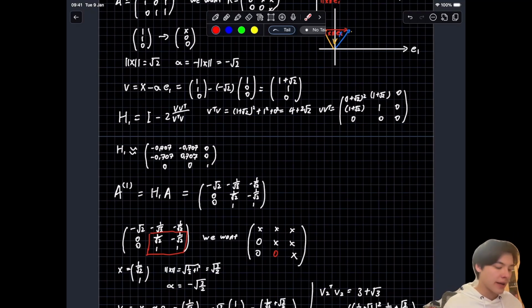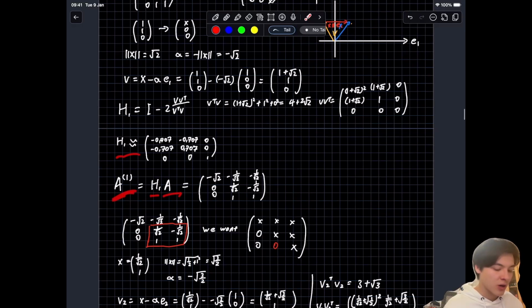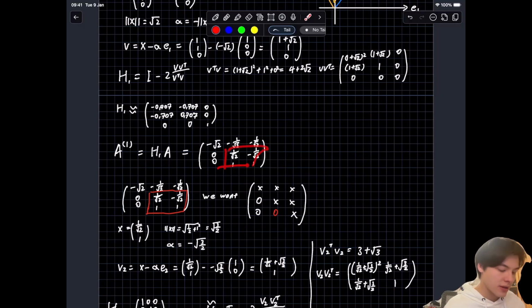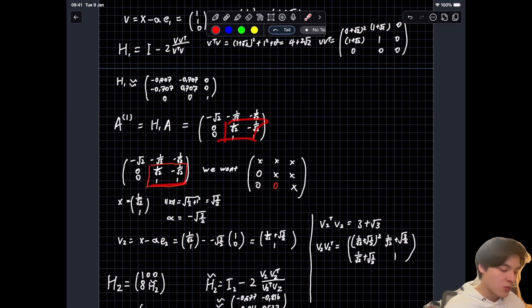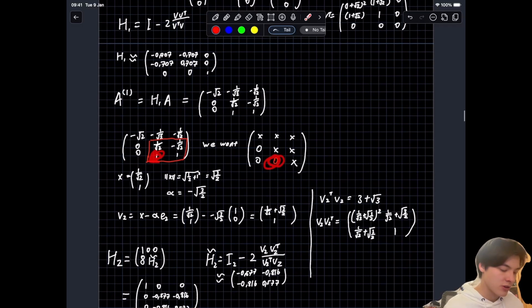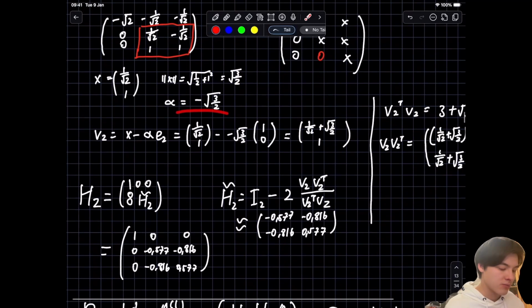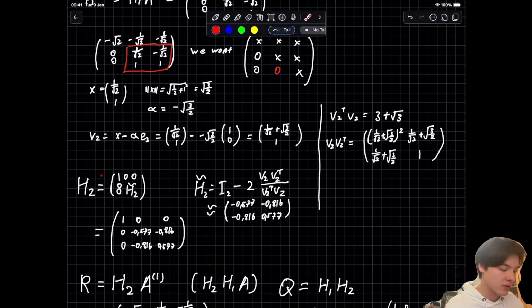And then we apply Householder to A, and then we get our A prime, which looks like this. So we removed the two numbers below the diagonal, and now we can look at here. Now we want this to also be equal to 0, so this needs to be 0. To do that, we can just look at this. The norm of it is square root of 3/2. So we take this minus square root of 3/2.